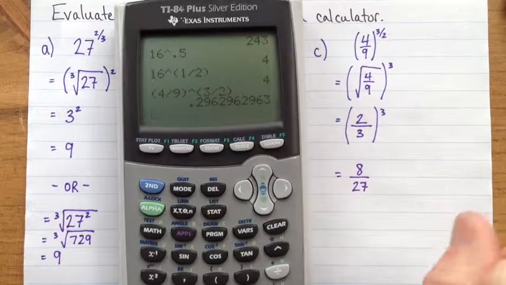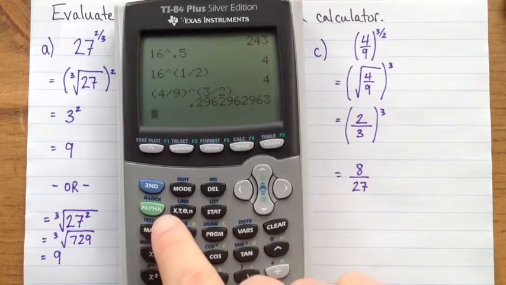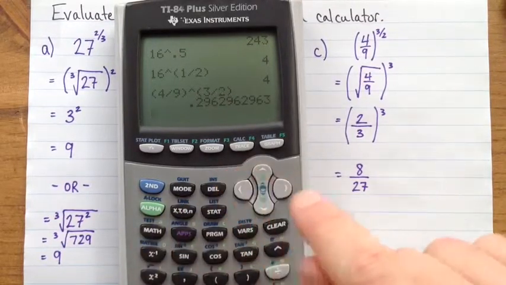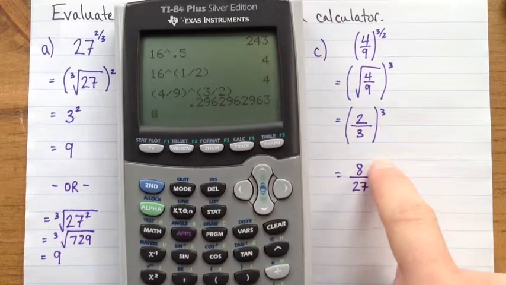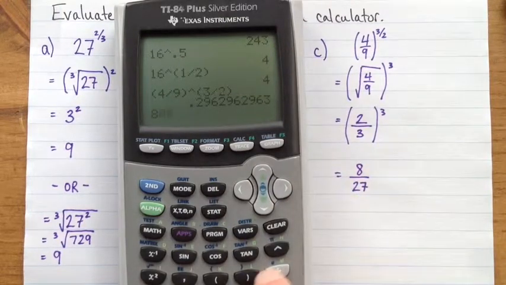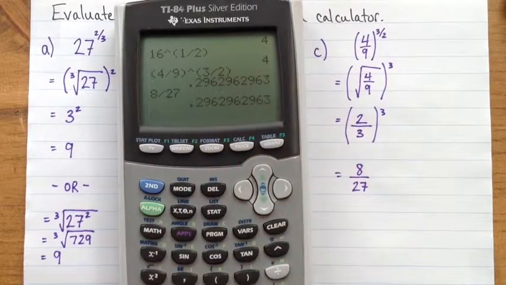And if you're not sure, this calculator has a fraction button. If you press math and then enter twice, it'll put it as a fraction. But you could also put what you think the answer is, 8 over 27, and they come out to the same decimal expansion.